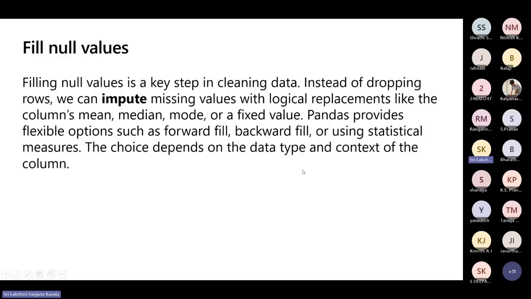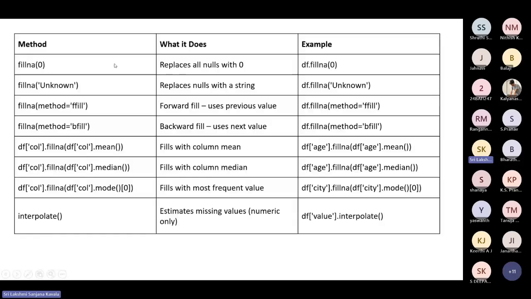So these are the methods to work with missing values, or to fill null values. The first one is fillna. This replaces all nulls with zero. Whatever null values are present in the data set, it will replace them with a zero. Similarly, for a string, it replaces with an unknown value.